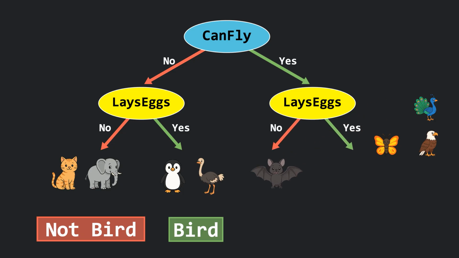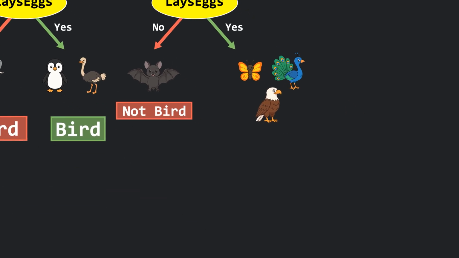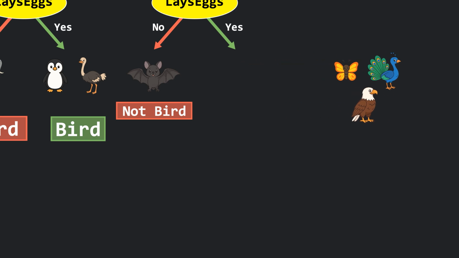A bat does not lay eggs, so it's not a bird. Butterflies, peacocks, and eagles do lay eggs, so they go on the other side. But this group is still mixed, because butterfly is not a bird, while peacock and eagle are. We need one more split.